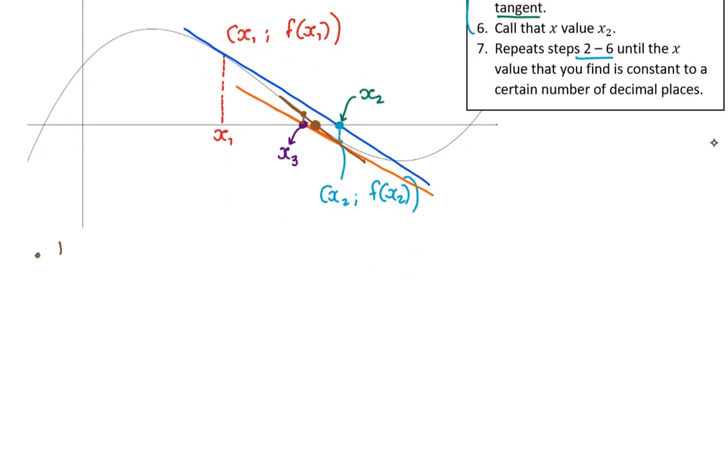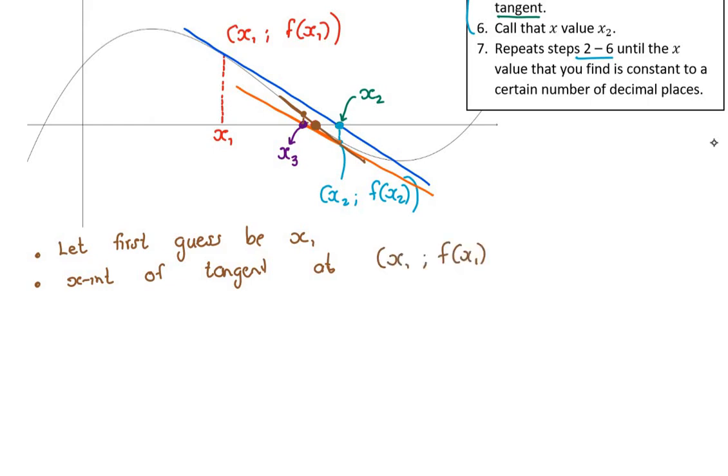My first point was, let the first guess be equal to x1. So that's where we started. Plot the point x1, f of x1. Now we needed to find the tangent and the x-intercept of the tangent. So we need to find the x-intercept of the tangent at that point, and that point was x1, f of x1.